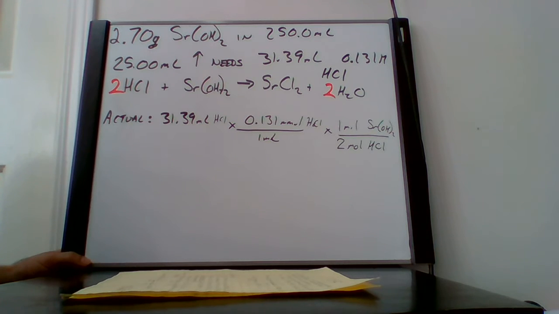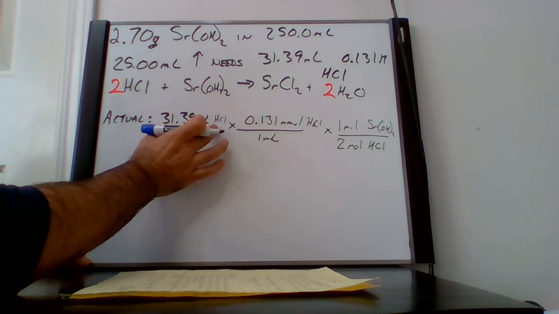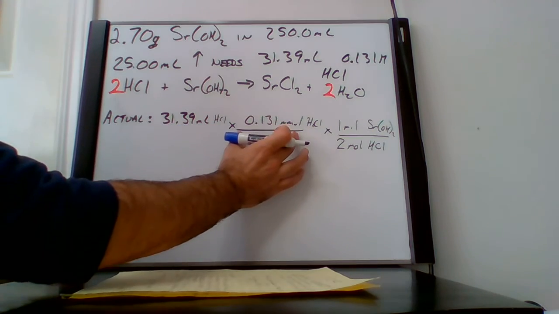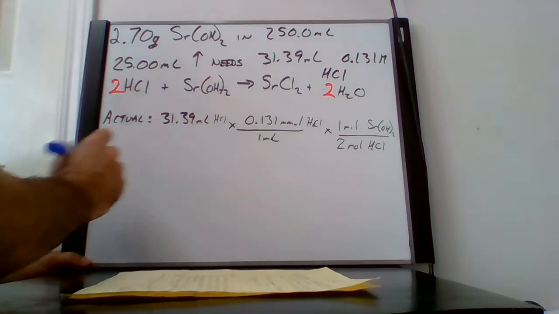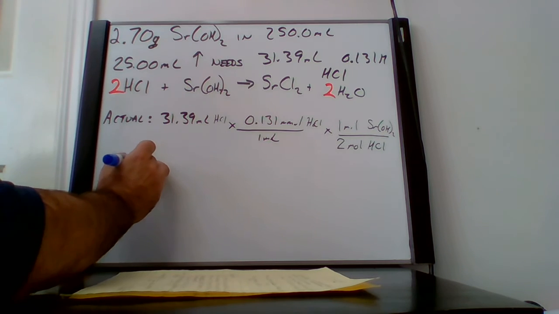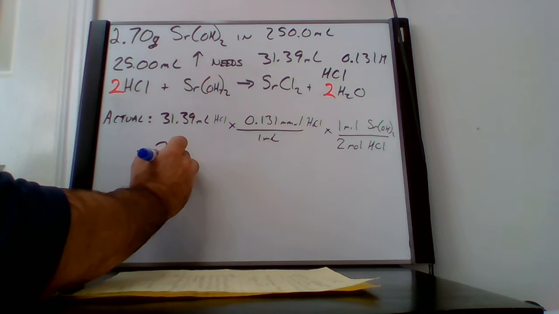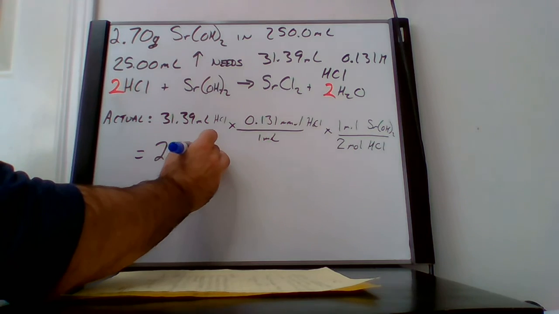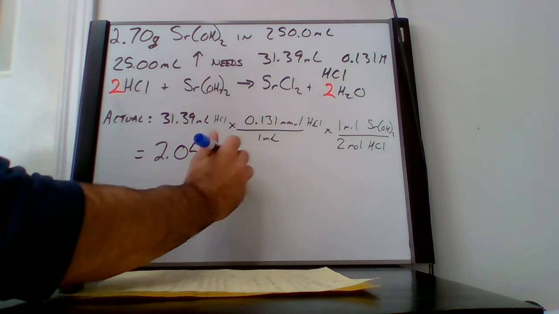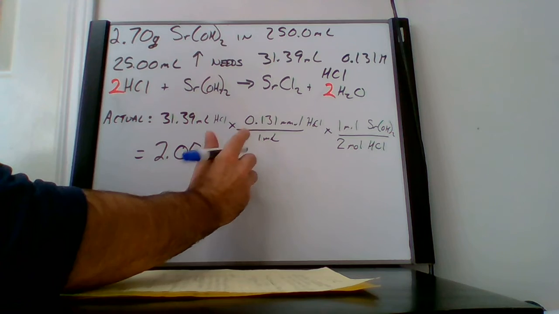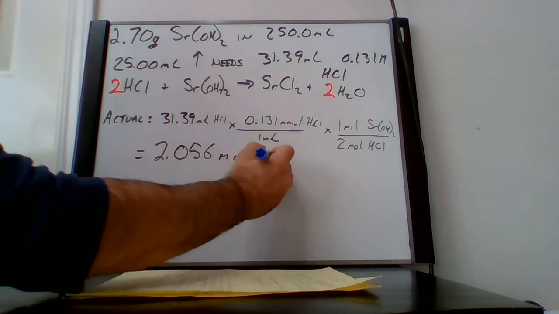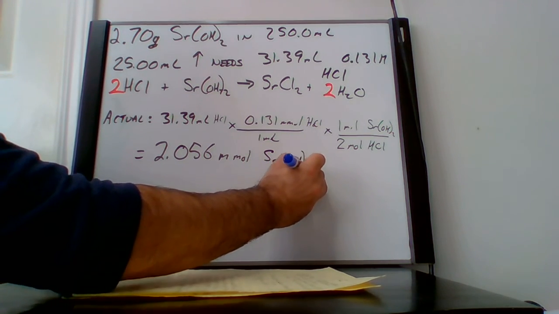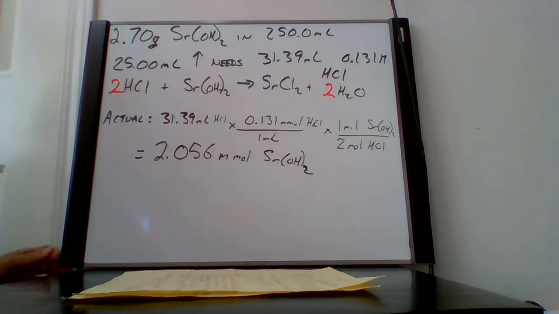Okay, so 31.39 milliliters of hydrochloric acid times our concentration divided by our molarity. This leads us to having 2.056 millimoles of strontium hydroxide. So we got that many millimoles. Now that was in 25 milliliters.